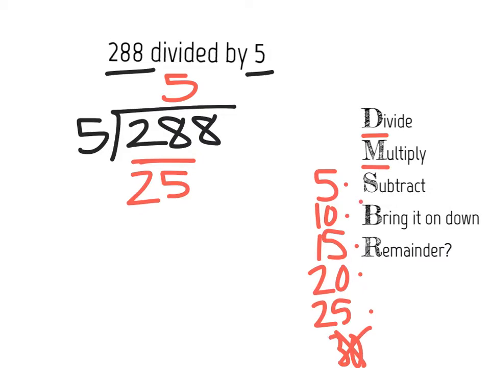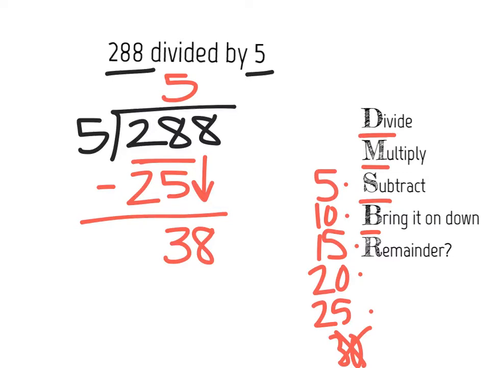Now we'll go to subtract. 28 minus 25 is 3. Bring it on down and bring it on back. Okay, 38. So now we're going to go back up to divide. And 38 divided by 5.